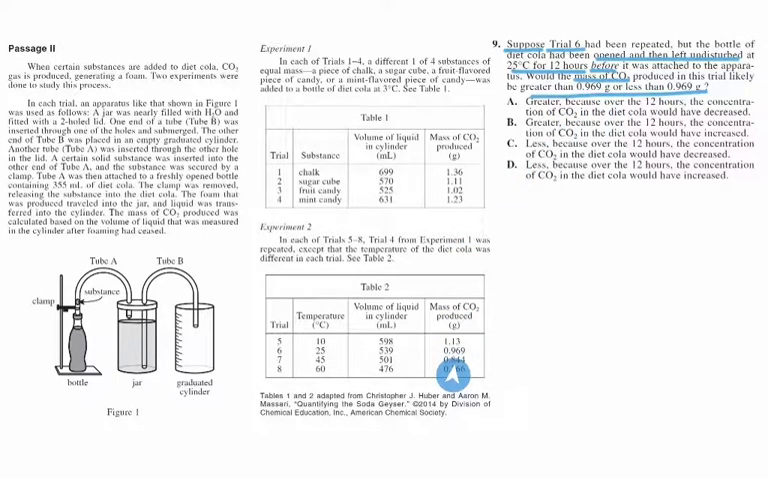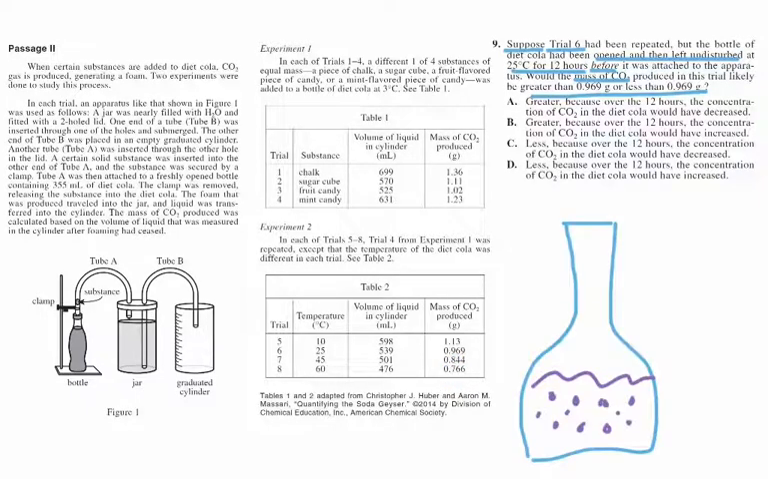So it already produced 0.969, and if you leave a bottle open, you're going to have less CO2 because the CO2 distributes. The CO2 bubbles flow out of the bottle. And that's just a cola going flat. So it would have less because the concentration would decrease over 12 hours. So the answer has to be C.